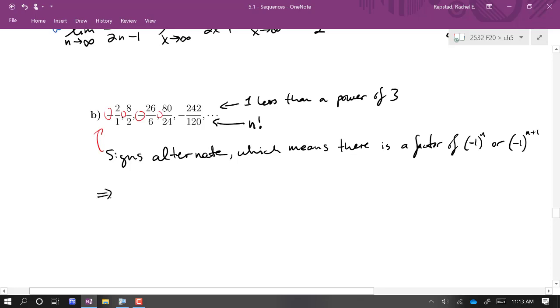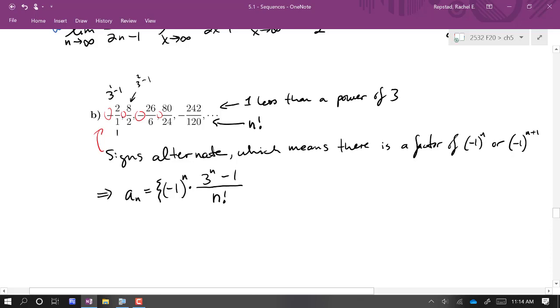So let's write this out. Our terms are, now it begins negative, which means when we plug in n equals 1, we should get negative. So I think we actually want -1 to the n, so that when n is 1, that gives us a negative, and that jives with that sign. Up top, 1 less than a power, that's 1 less than 3 to the first. And then here is 3 squared minus 1. So this will be 3 to the n minus 1. And then on the bottom is n factorial.